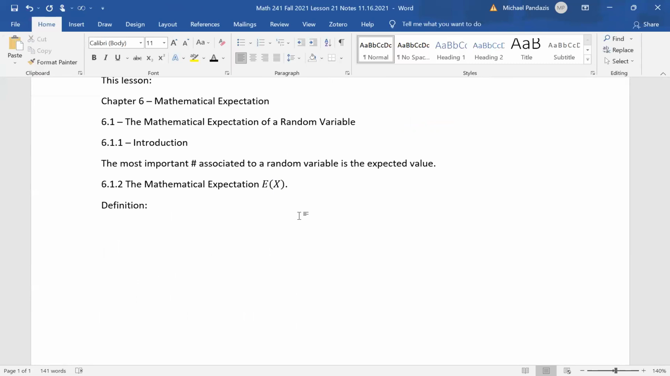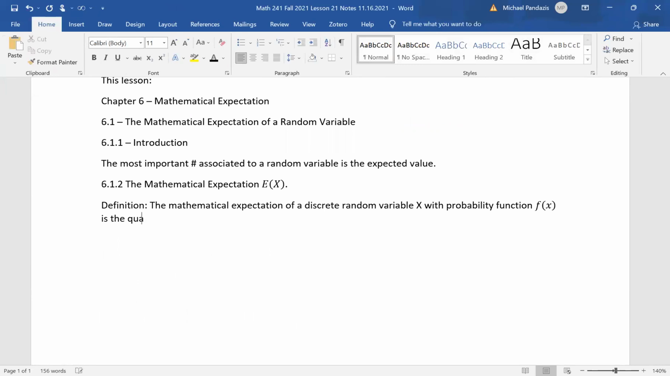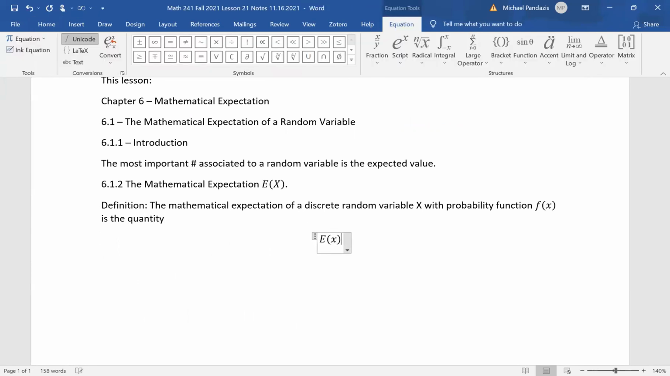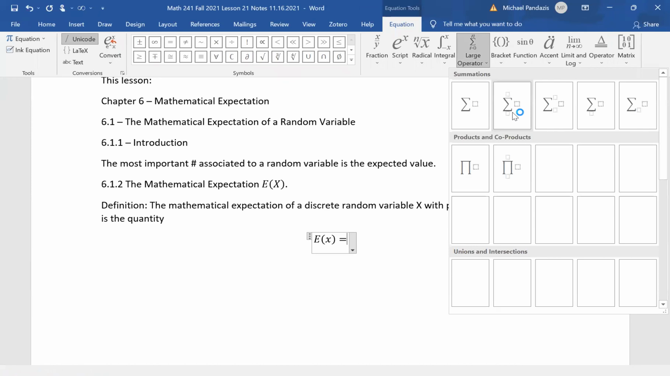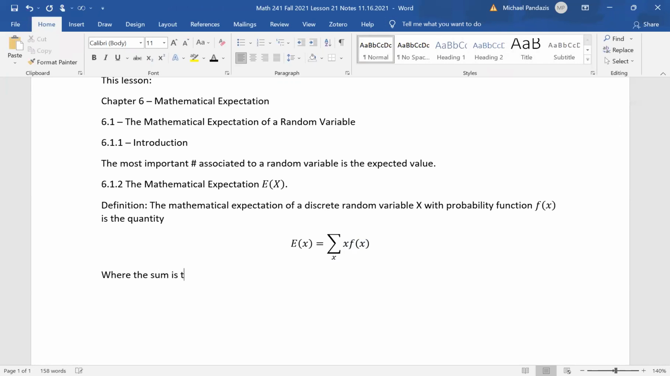Definition. The mathematical expectation of a discrete random variable, capital X, with probability function little f of x, is the quantity E of x, which is equal to the sum over x of x times f of x, where the sum is taken over all possible values, little x, of capital X.